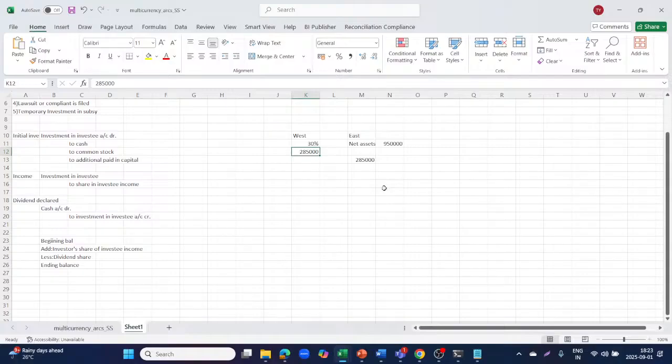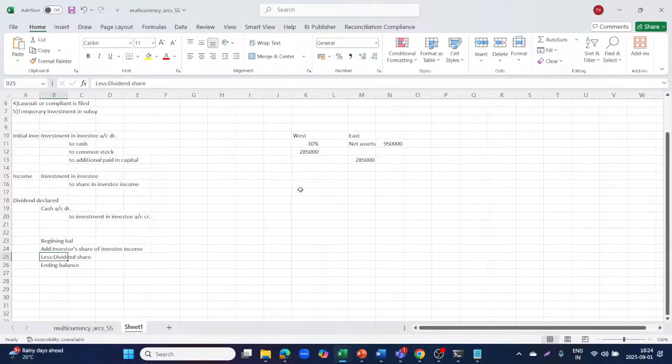Now you'll do the calculation: what was the beginning balance of the investor's share. If we reduce the dividend share, then you'll get the ending balance. This is how it needs to be done. You will record the dividend declared, and the income earned by the investee, through these entries which I have already shown you on this Excel sheet, and you have to record the initial investment.